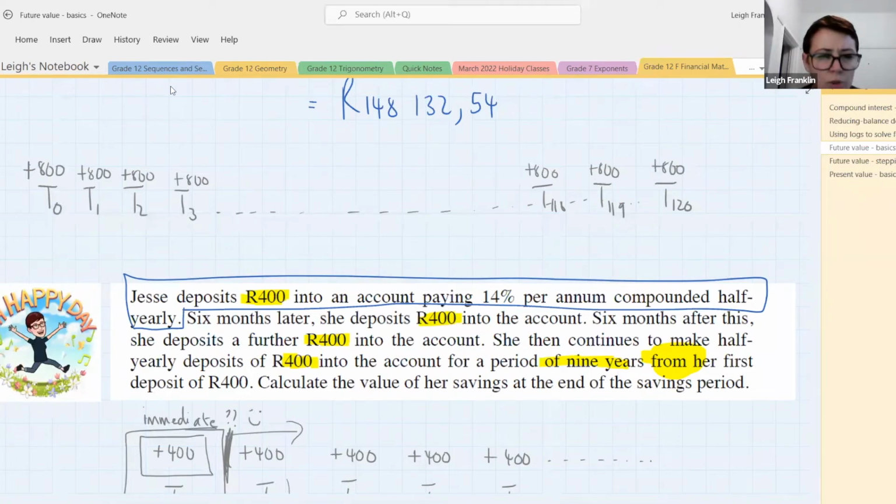I don't understand what you're getting at. So, ma'am, basically, I'm asking, you see the previous 400 that she deposited, don't we include that? Michelle's confusion is from the compounded half yearly. That's where we multiply by 2. But if it's compounded monthly, we multiply by 12. No, that's not what you mean, is it?